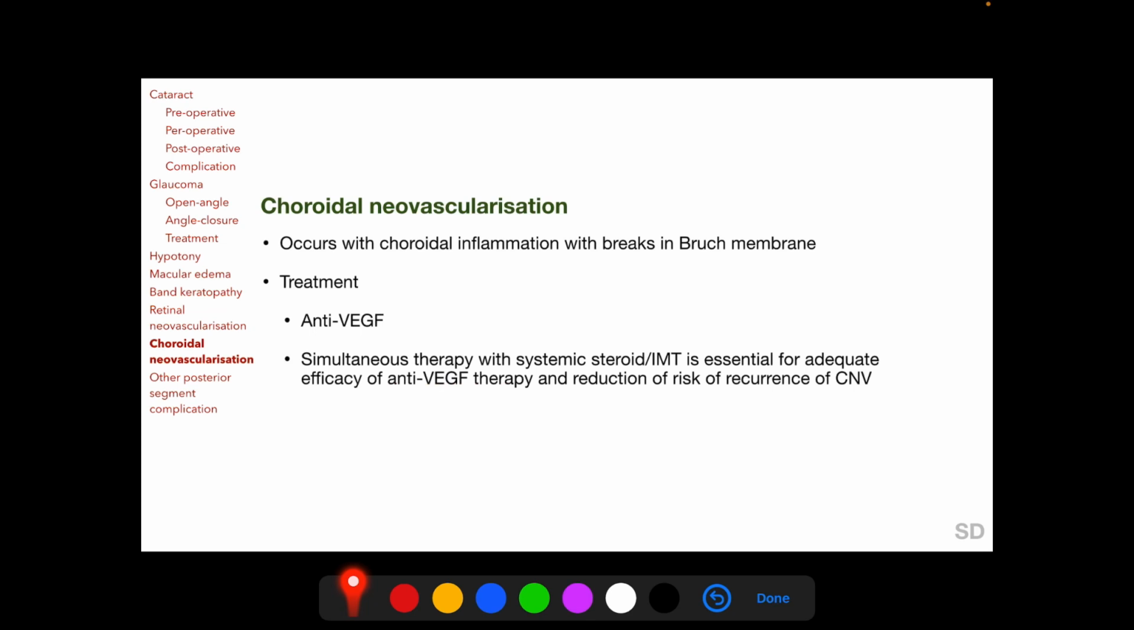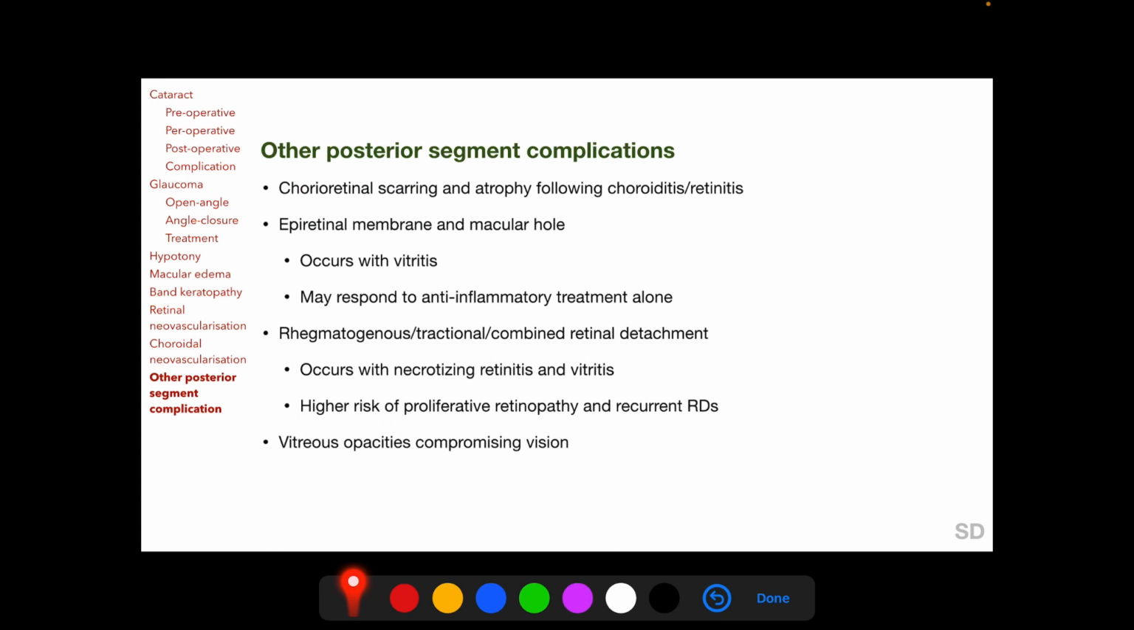So this is a very important principle to remember, that choroidal neovascularization secondary to uveitis should be treated with anti-inflammatory therapy as well as standard anti-VEGF therapy for choroidal neovascularization itself. Other posterior segment complications of uveitis include chorioretinal scarring and atrophy following choroiditis and/or retinitis, epiretinal membrane and macular hole which occurs with vitritis, and it has been shown that epiretinal membrane and macular hole in uveitis patients may respond to anti-inflammatory treatment alone.